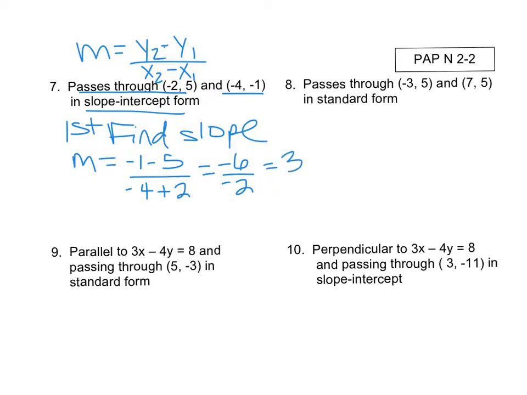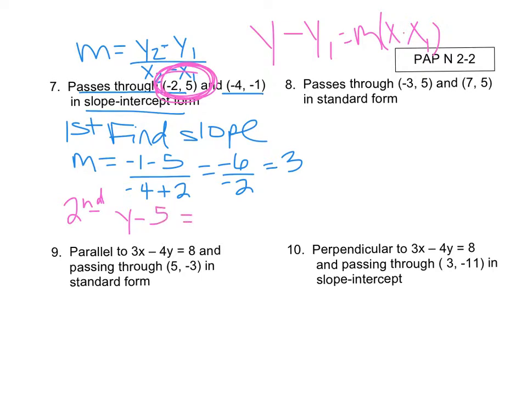So once we know slope, then we're going to choose one of the points that it passes through. It doesn't matter which one. I'm just going to pick the first one, but you could also use -4, -1. So once we know slope and a point, then you're using that point-slope form that we talked about on the front. So plugging into that, we're going to have y minus the y value of the point that we're choosing is 5, equals m, which we found on the first step, which is 3. Excuse me. And then x minus the x value of the point, which is 2.